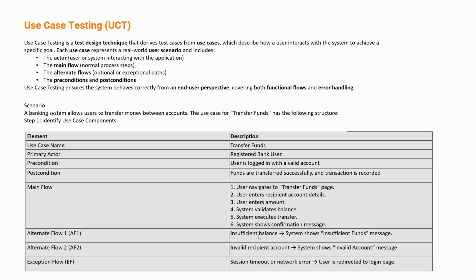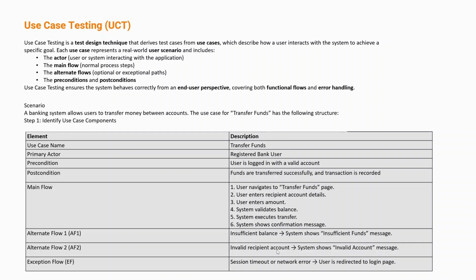The insufficient balance. He's tried to transfer around $2,000, but he has only $1,500 in his account. Now the transaction is cancelled because of insufficient funds. Okay, he does not have sufficient funds to complete the transaction. Second one is an invalid recipient account.